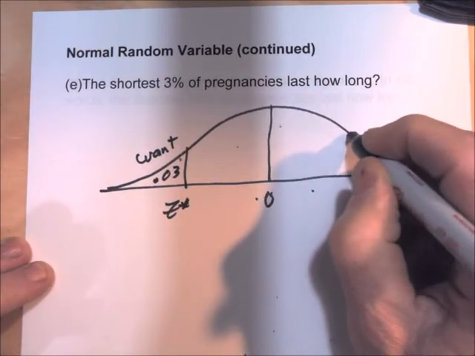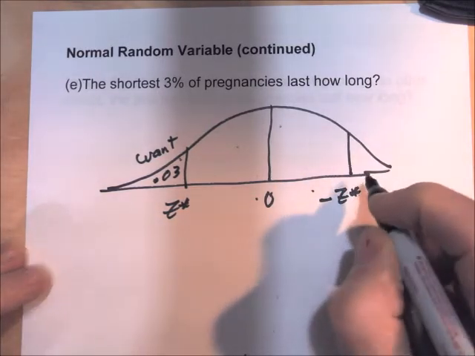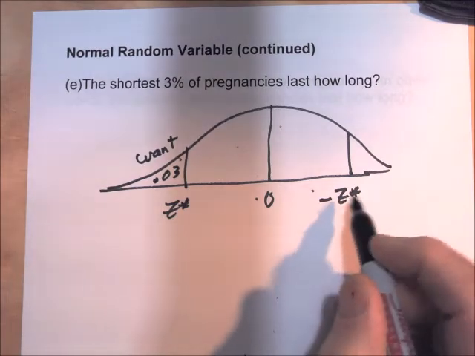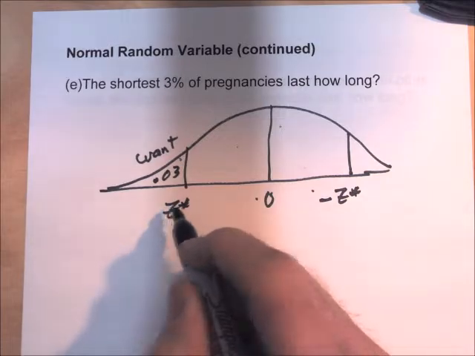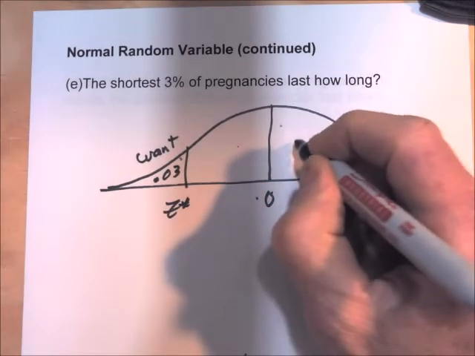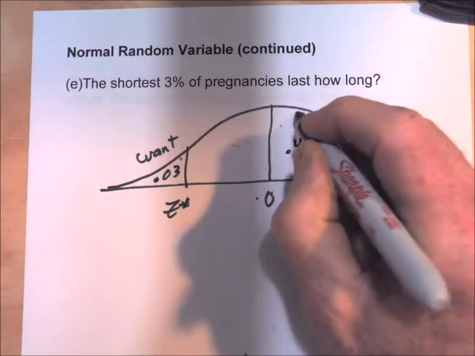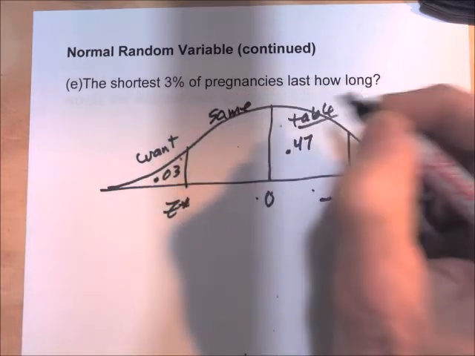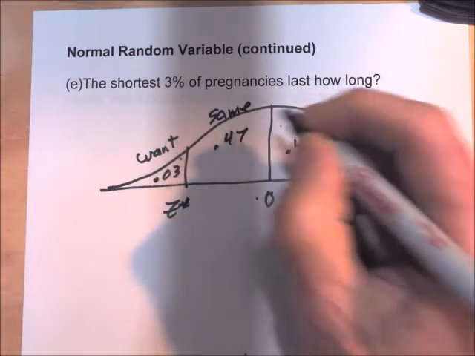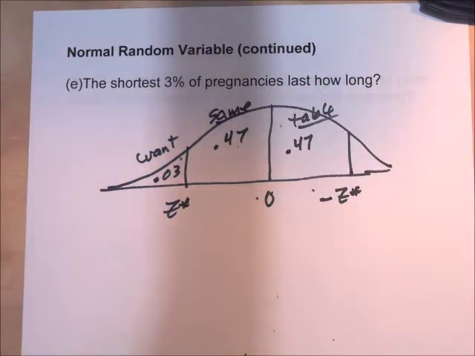The table is actually on the positive side, so I'm going to put a minus z star here. This is actually a positive side, but I put the minus sign to indicate it's the opposite of z star. So what's in the table is going to be 0.5 minus the 0.03. It's 0.47. So this is what's going to be in the table. But this side here is going to be the same as the table because the bell curve is symmetric. So we're still looking for 0.4700 in the body of the z table.